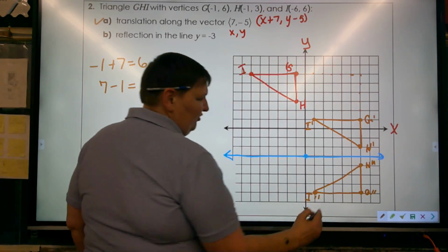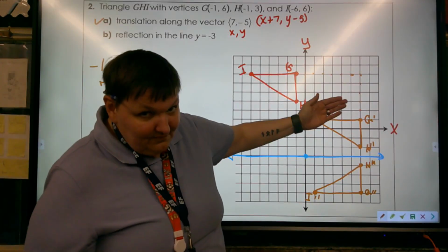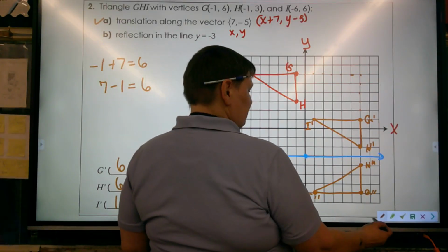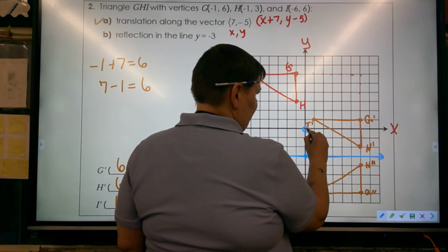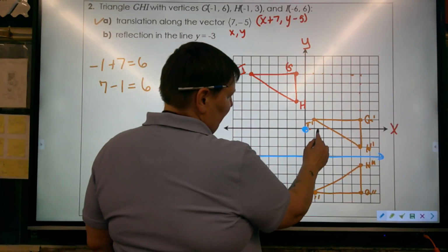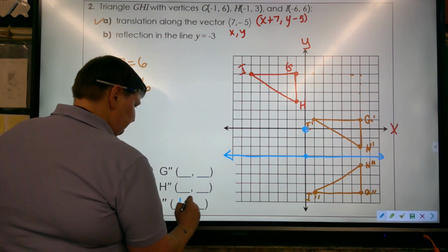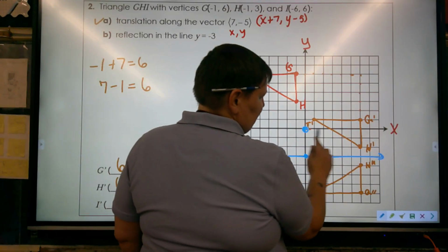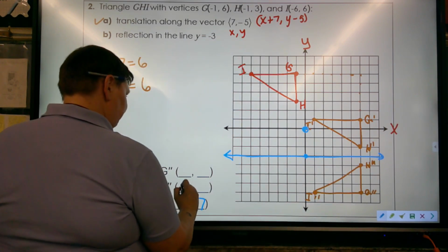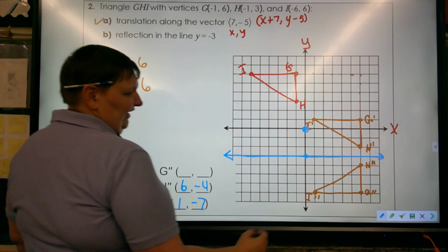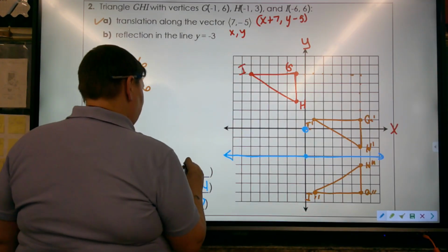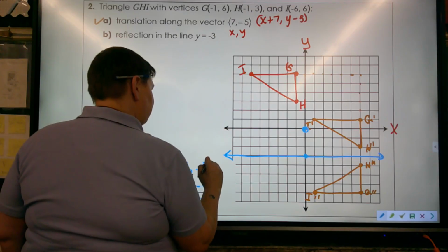But remember, if you do it by counting squares, you have to go back and get the coordinates. And coordinates always, always, always start at the origin. Alright, so to get to I prime prime, we went right 1, down 7. To get to H prime prime, we went right 6, down 4. And to get to G prime prime, we went right 6, down 7.